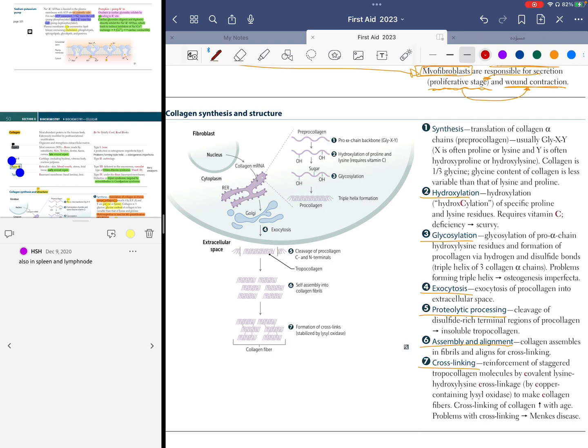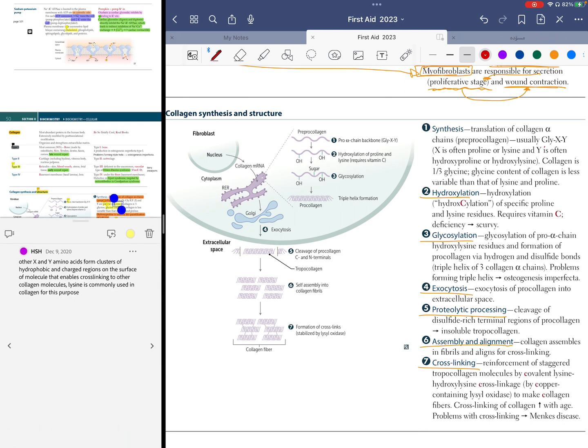For the translation of collagen alpha chains, that's pre-pro-collagen, usually Gly-X-Y. X is often proline or lysine, and Y is often hydroxyproline or hydroxylysine. Collagen is one third glycine. Glycine content of collagen is less variable than that of lysine and proline. Many of the amino acids designated X and Y are proline residues, essential for alpha helix formation and string structure. Proline introduces a bend into the polypeptide chain. Lysine.